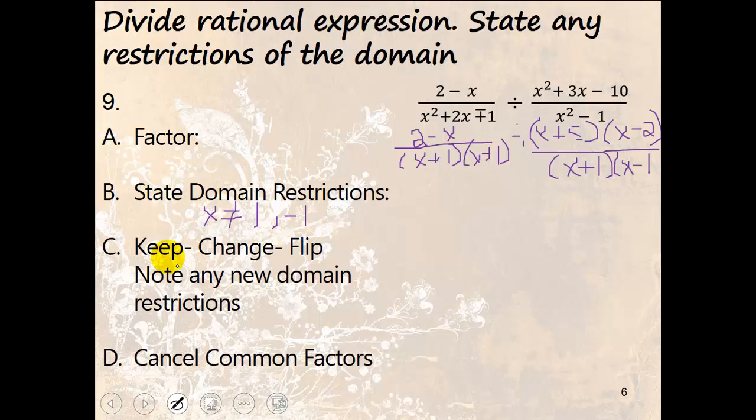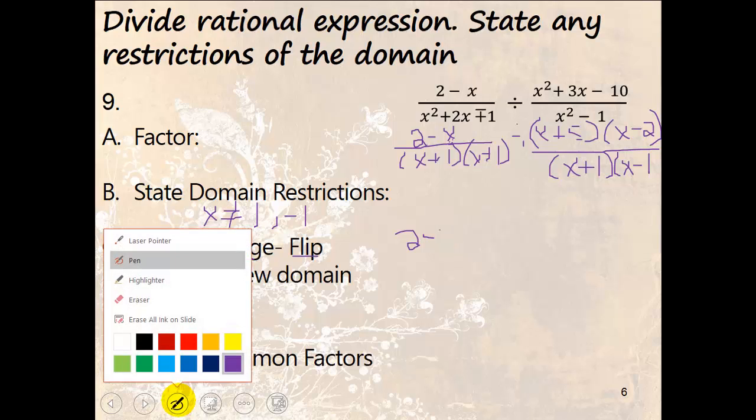Now, this is keep, change, flip. That's because division by a fraction is the same as multiplication by its reciprocal. So watch what I do. I keep the first fraction, rational expression, just the way it is. Keep 2 minus x. Actually, I'm going to factor out a -1 from there. This is an example of that.